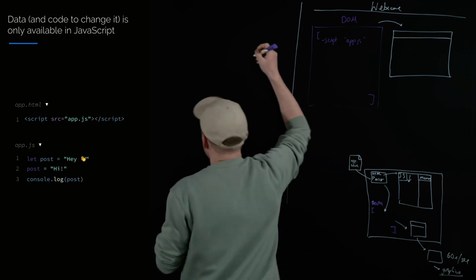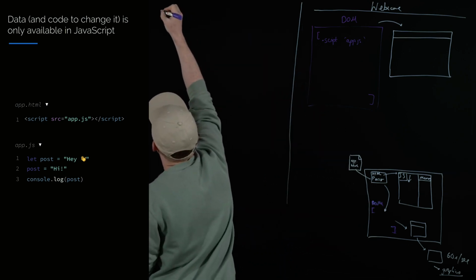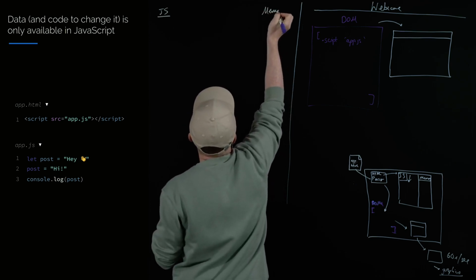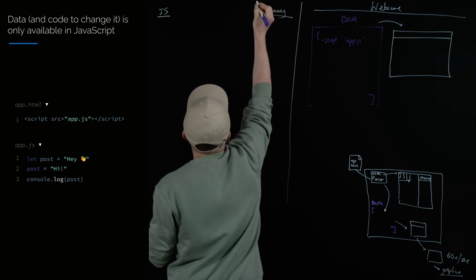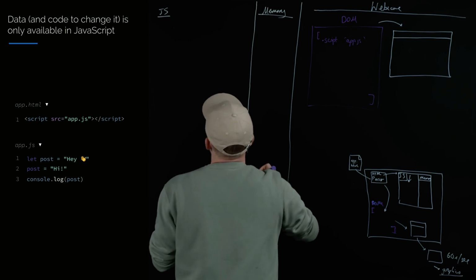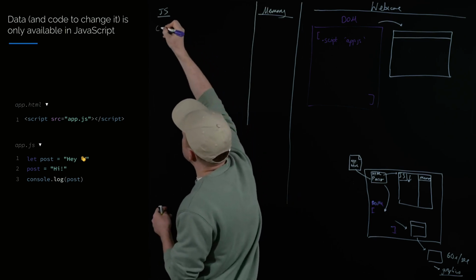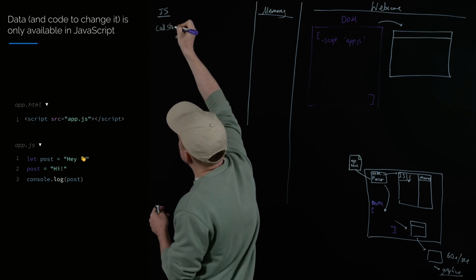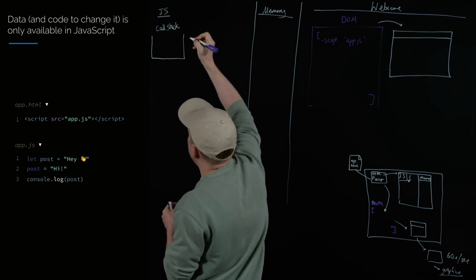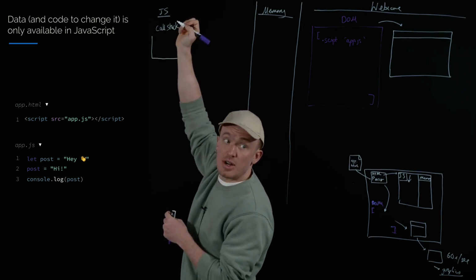Here we go. JavaScript has a memory for storing data. A bit constrained here, so we'll try and keep this tight. And it has a call stack that is going to be a list of the functions that are currently executing, currently running.